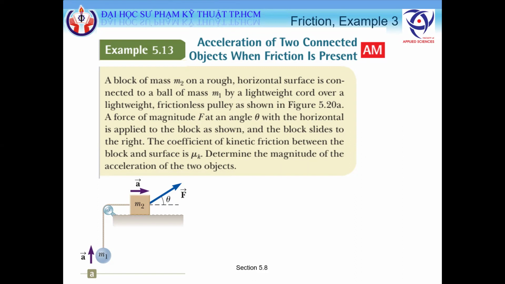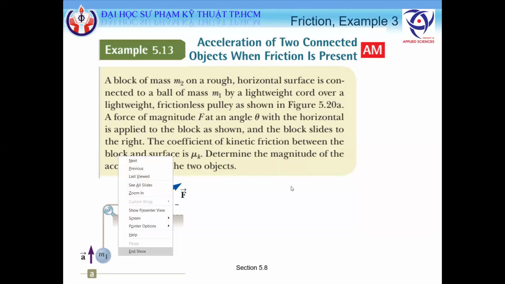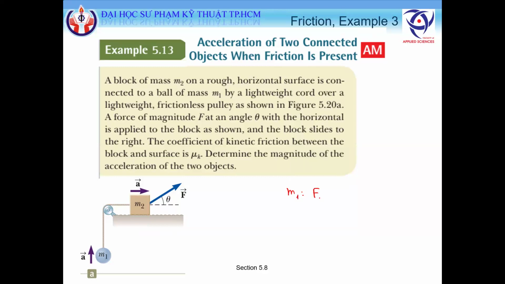First of all, as usual, we have to draw the free body diagram. How many forces are there? For this one, we have two forces, right? For M1, the gravitational force Fg1 and the tension force, let's say T1. For M2, you have Fg2, you have the normal force, you have the tension T2, and you have the force F. Okay?